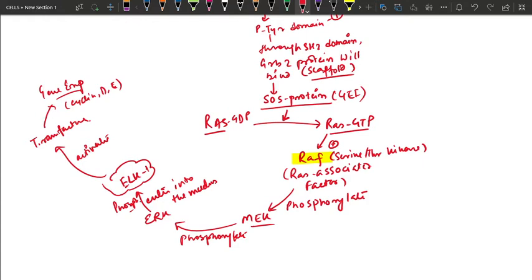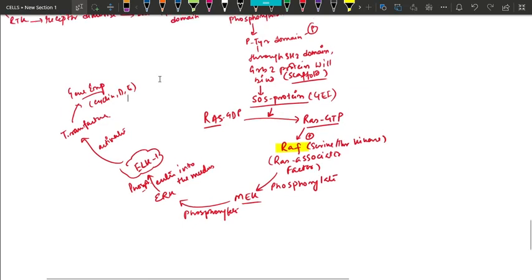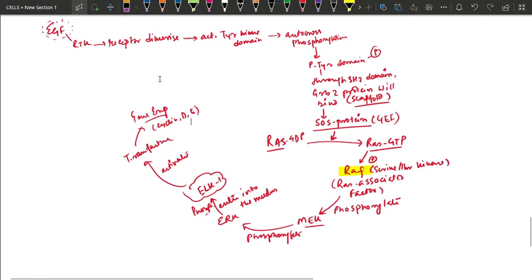Now let's see the diagram. So we have made a particular flow chart. You need to remember this flow chart for the RAS MAP kinase pathway. Now you will say, where is MAP kinase? So I will show you. This ERK is also known as MAP kinase. Mitogen associated protein kinase, something like this. That's why it's called MAP kinase.